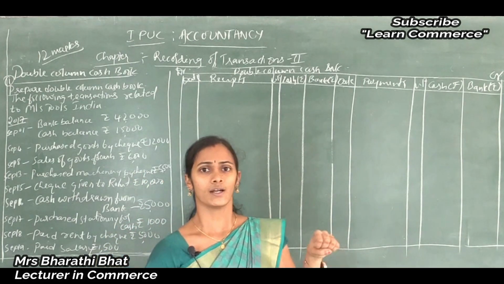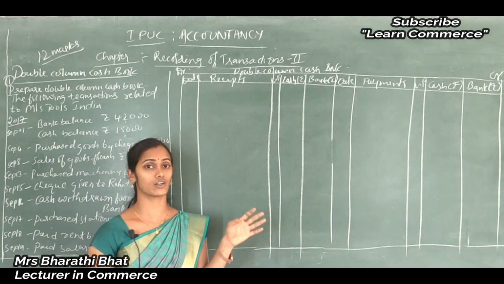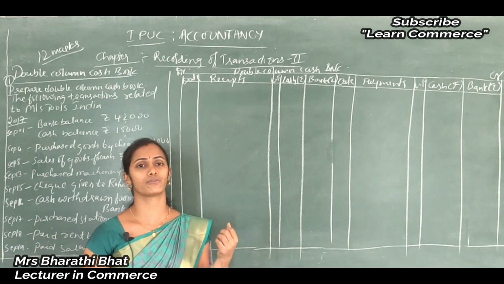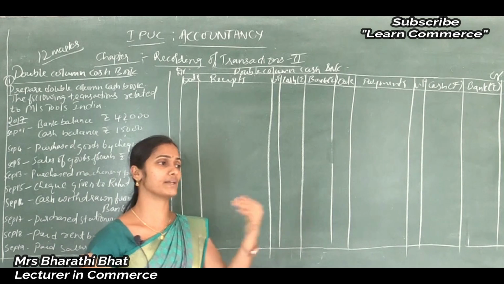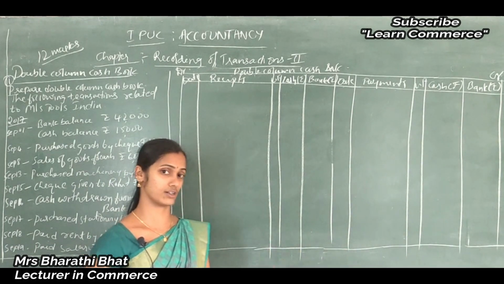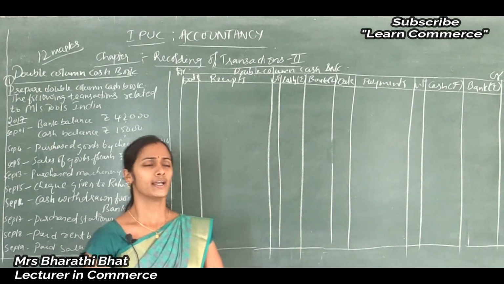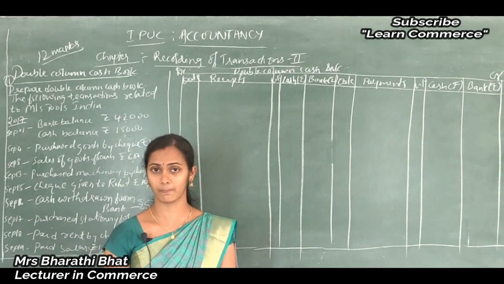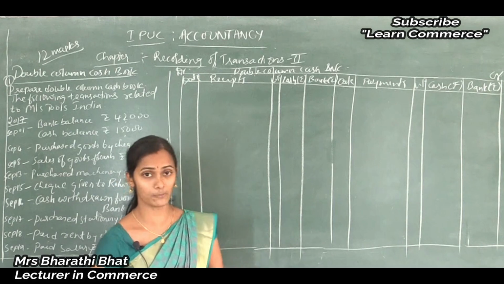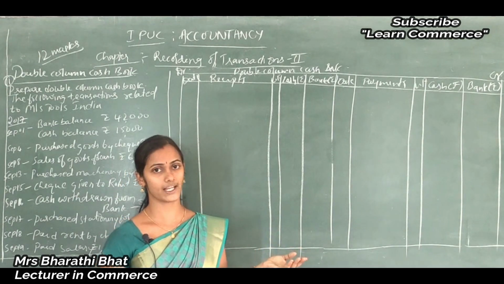But nowadays most organizations are using banks or other financial institutions. As I told you, paid salaries by check, paid rent by check, check received from Kishore, check paid to Ram, like that. Most of the transactions are related to the bank. So nowadays organizations add one more column to the same cash book, that is the double column cash book.